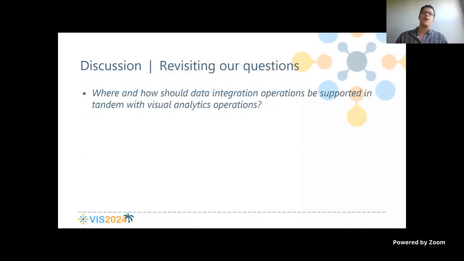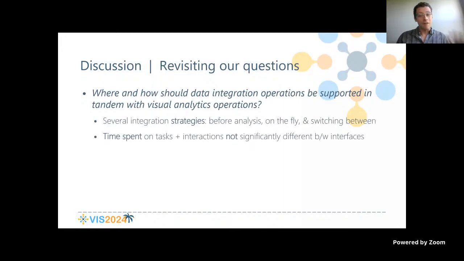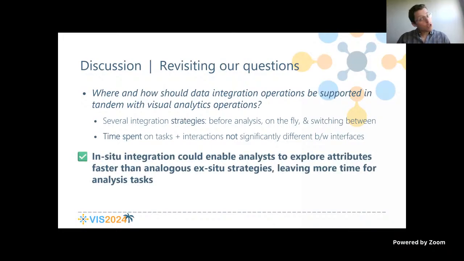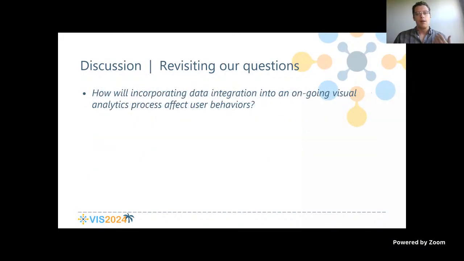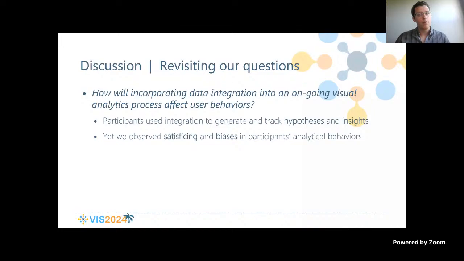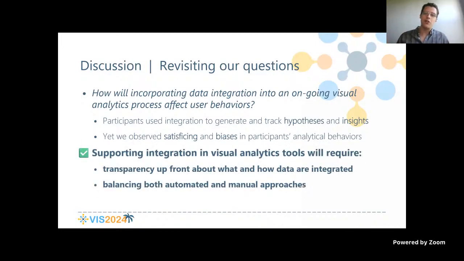So how do these guidelines relate to the open questions we raised in the beginning? Well, first, in terms of supporting both integration and analysis operations, participants integrated data in several unique ways during analysis with no significant time difference between the interfaces. Thus, in situ integration may allow for faster exploration of attributes compared to ex situ methods, freeing up more time for analysis. Second, in terms of effects on user behavior, participants used integration to generate hypotheses and insights while also revealing patterns of satisficing and cognitive biases. So future visual analytics tools should ensure transparency throughout data integration while balancing both automated and manual methods.